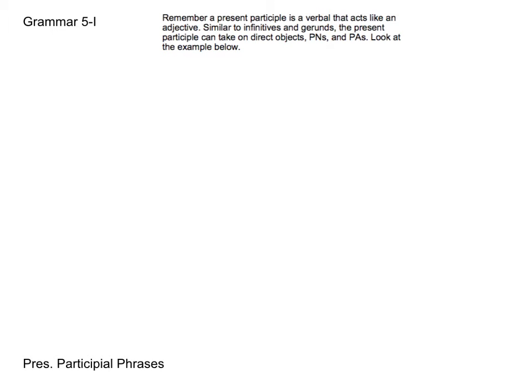At the top, we see a little reminder that a present participial is a verbal that acts like an adjective. Remember the difference between the present participle and gerund. We're going to get into that in a few minutes. And since it is a verbal, it will take on direct objects, PNs, or PAs. Or I should say it can take on direct objects, PNs, and PAs. So let's look at an example at the top of this page.